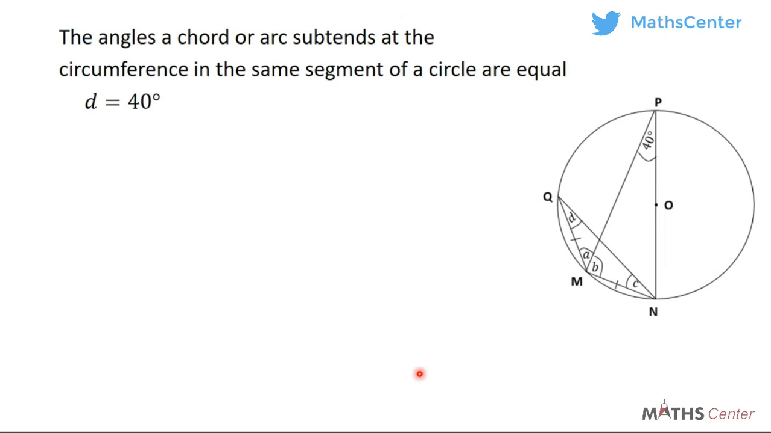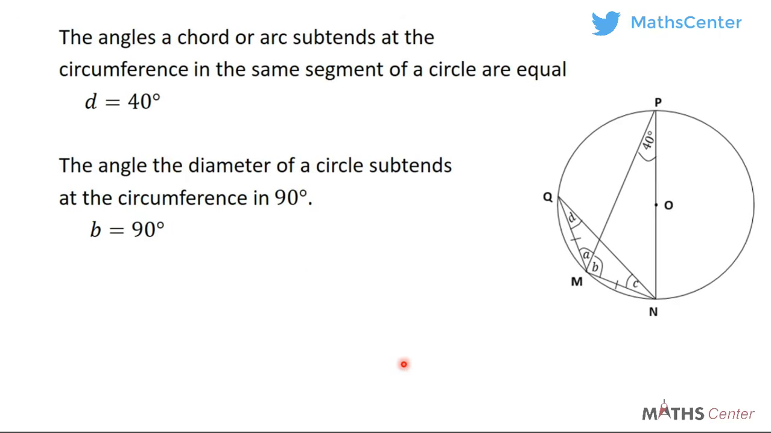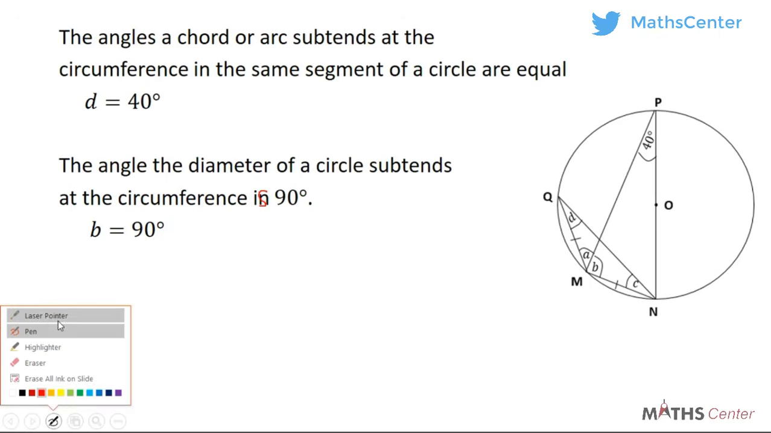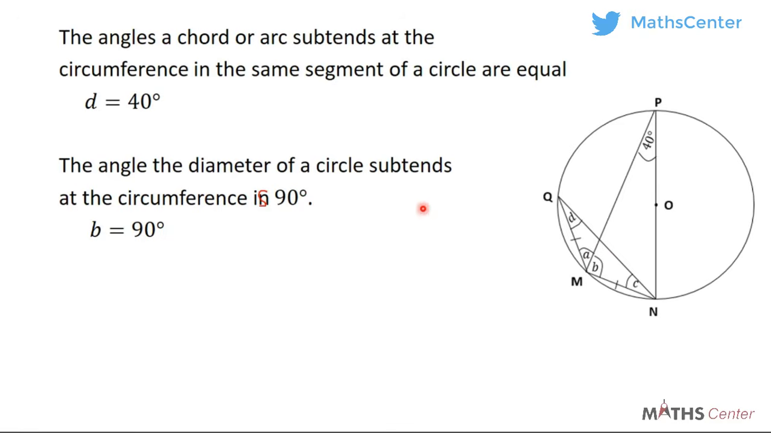Now let's move on. We also know that the angle the diameter of a circle subtends at the circumference is 90 degrees. Sorry, this is S. So it's 90 degrees. The angle the diameter of a circle subtends at the circumference is 90 degrees. So we know that the diameter PN is forming an angle at the circumference. From N to this point, from P to this point, the angle formed there is B.